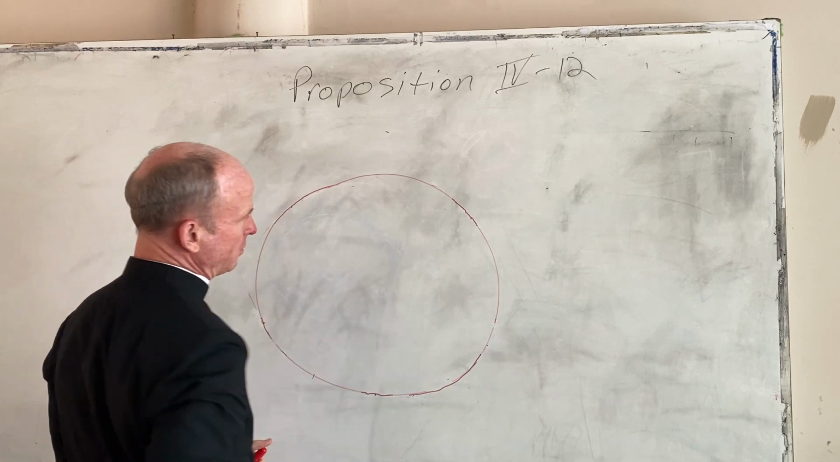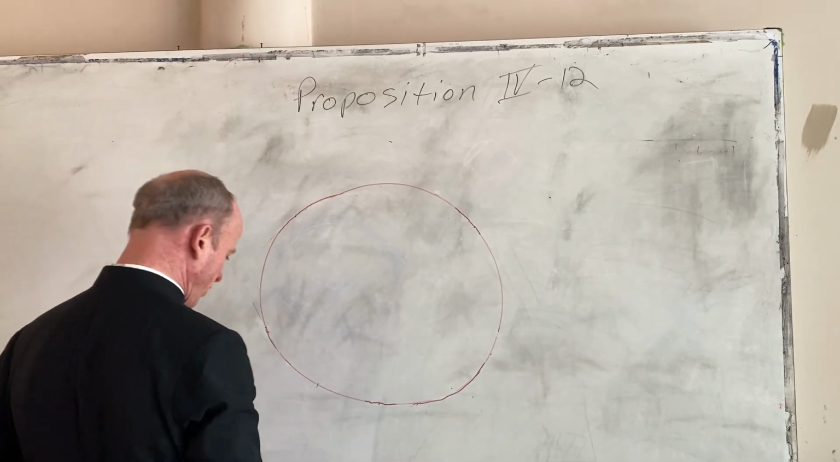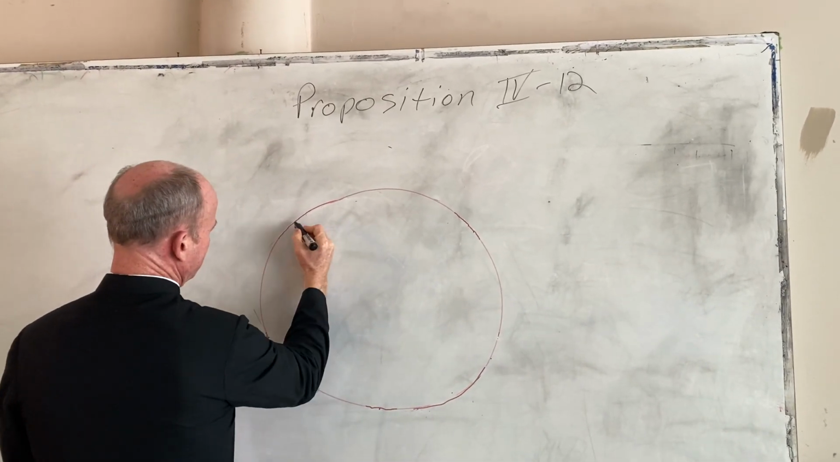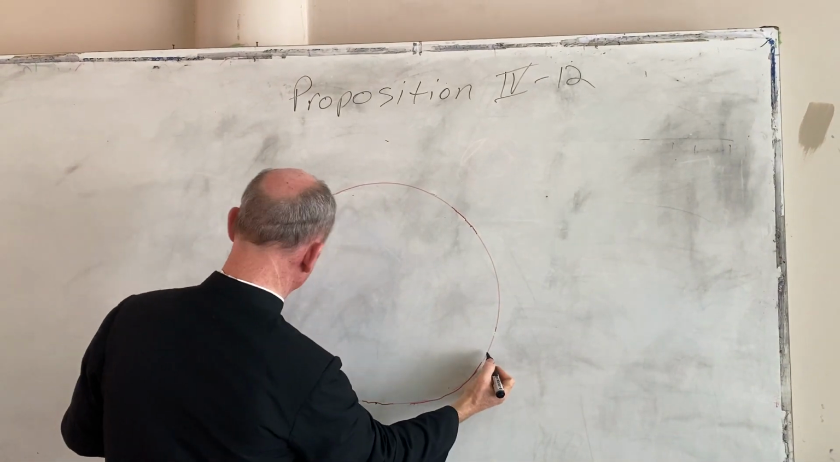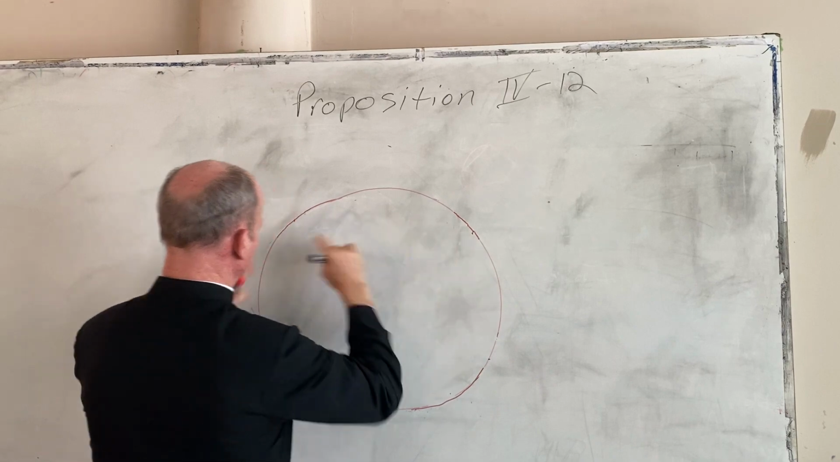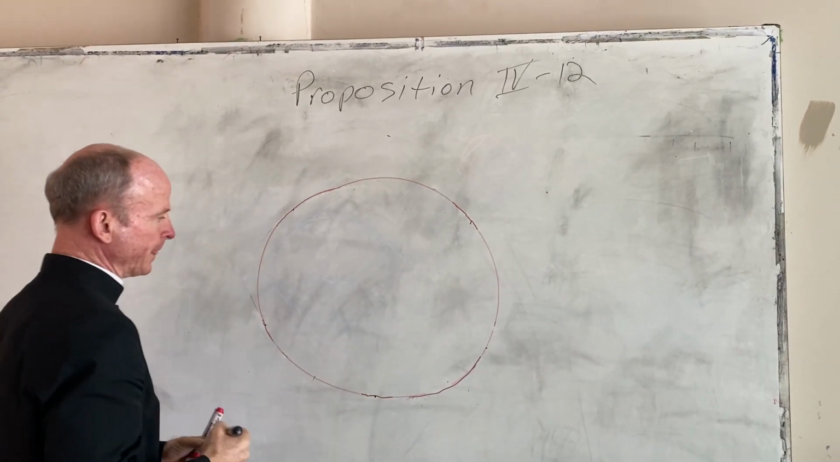To help us out here, let us conceive that there's already been constructed, inscribed in the circle, a pentagon. And these are the points of that, where that pentagon comes into contact with the circle, say, okay? So just imagine this pentagon. Great. All right.